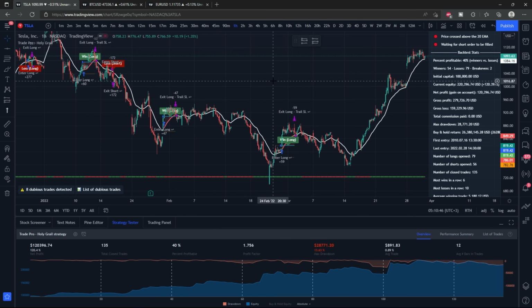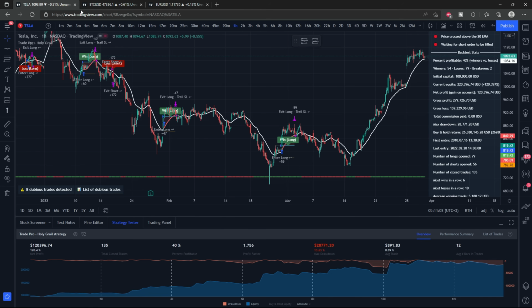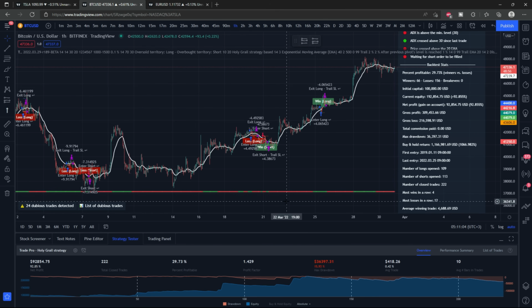All right, so let's take a look at the results with the exact same settings, but on Bitcoin and Euro against the US dollar, so you guys can see how it varies depending on what you're trading. And you can see the results drop significantly on Bitcoin, so only a 1.4 profit factor versus a 1.756 on Tesla. Percent profitable goes way down, net profit goes way down. So it just doesn't perform as well with these settings on the hourly time frame of Bitcoin, and that is to be expected really with any strategy.